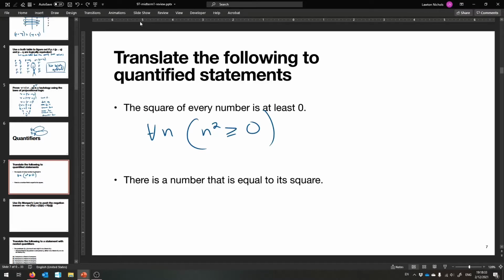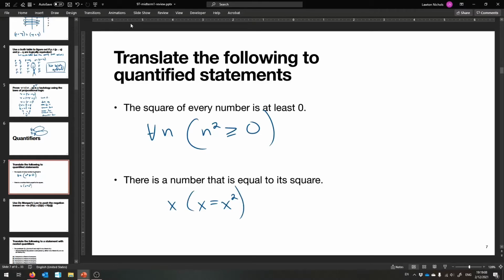Okay, and then, there is a number that is equal to its square. I think we know that one. That one's 1 or 0. What do we do? Definitely pause the video and try it. So we have a number that's equal to its square. There's some number n, we have to introduce it somehow, or let's use a different letter, let's call it x this time. What's true about this x is that it's equal to itself squared.